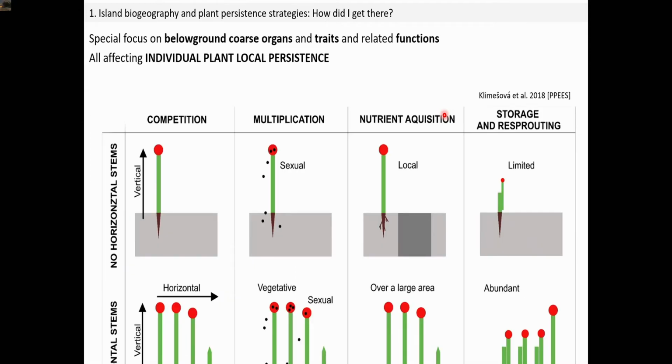So here is another picture which may exemplify whether having or not having clonal ability can affect competitive ability, multiplication, nutrient acquisition, storage, and resprouting in different species. This is a picture from Itka's paper.